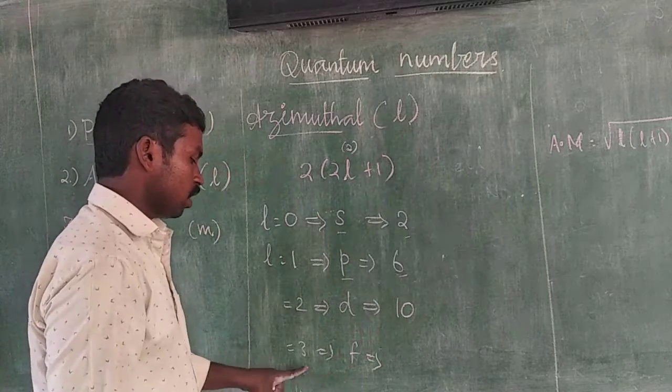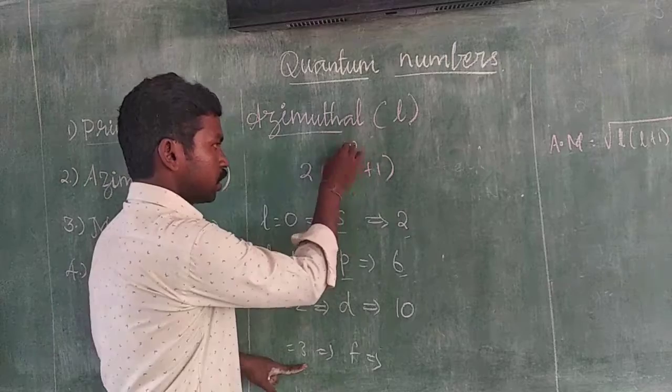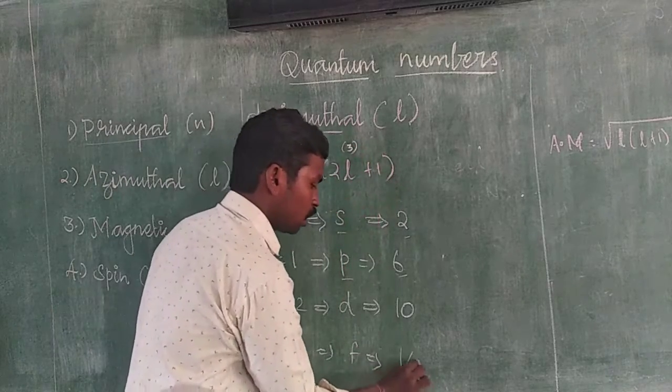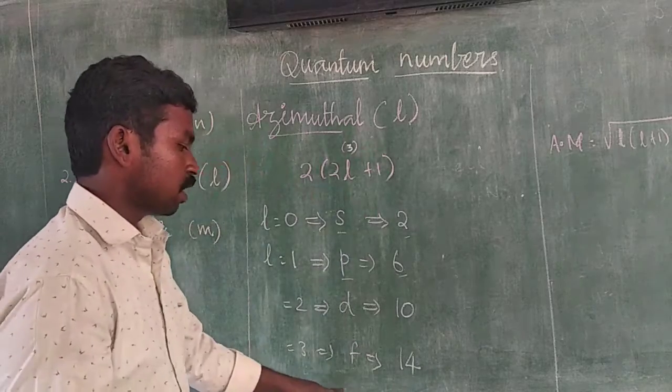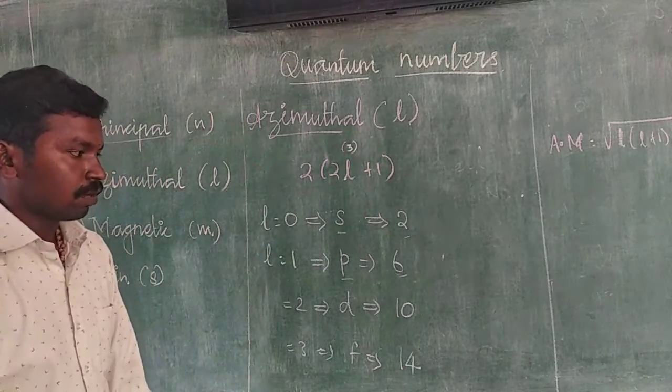Then in f orbital the l value is 3. So here we can substitute 3: 2 threes are 6, 6 plus 1 is 7. Then 7 twos are 14. So in f orbital, a maximum of 14 electrons will be present.